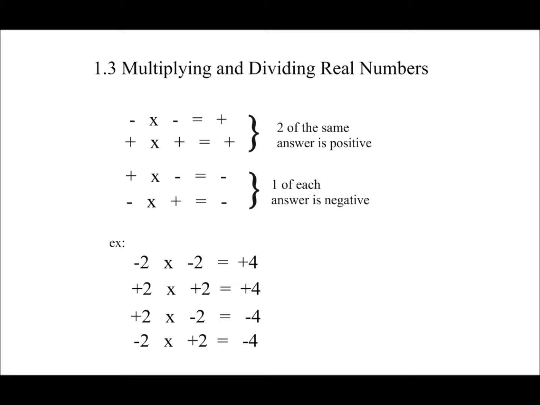Listed in front of you here is section 1.3, multiplying and dividing real numbers. In this, I try to explain that when you multiply two negative numbers, it becomes a positive answer. And when you multiply two positive numbers, it also is a positive answer. The reason for that is two of the same, whether they're two negatives or two positives, turn into a positive answer. However, when you multiply a negative and a positive, they turn into negative. Therefore, one of each type makes a negative answer. And listed below, I use -2 and +2 to illustrate this.